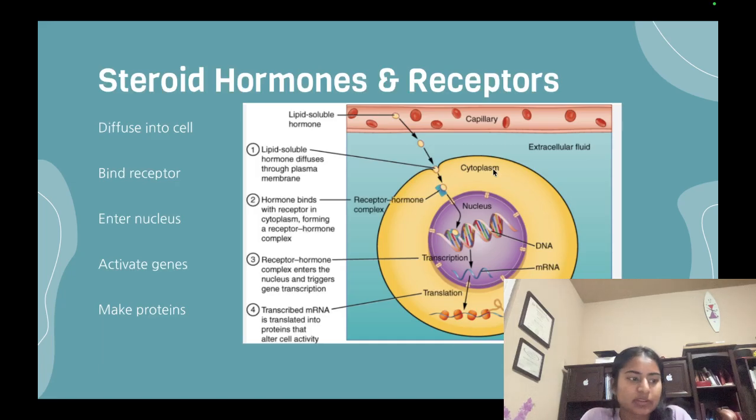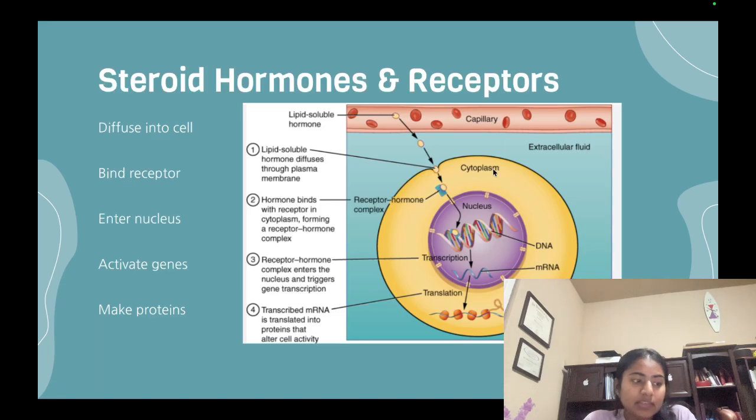So once the steroid hormone is inside the cell, it finds its specific intracellular receptor, and these receptors are usually located either in the cytoplasm or already inside the nucleus. Examples of steroid hormones include cortisol, aldosterone, estrogen, progesterone, and testosterone. When the hormone binds to its receptor, they form what's called a hormone receptor complex. This complex acts like a key that unlocks specific genes.